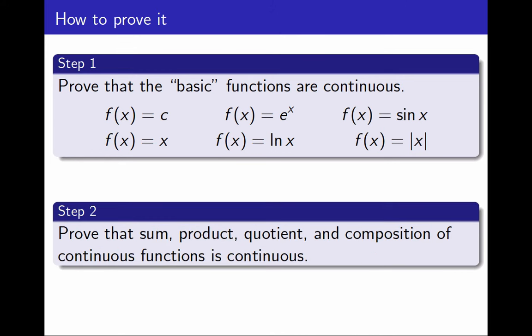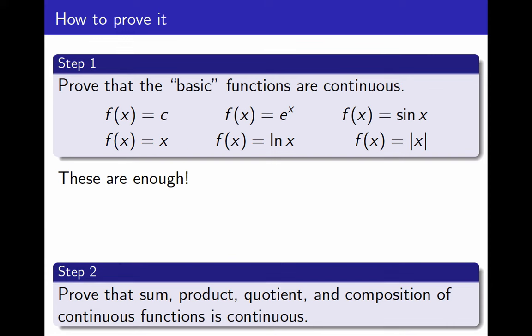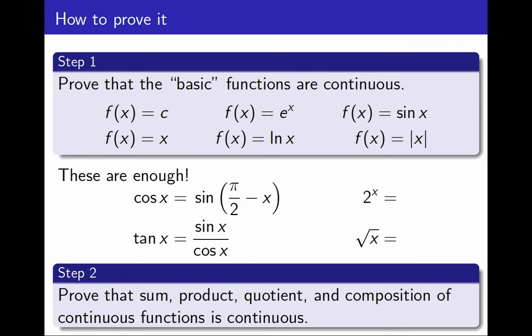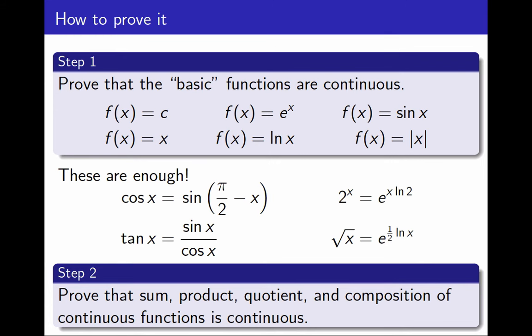Step 2. I need to prove that the sum, product, quotient, or composition of continuous functions is continuous. And that will be it. Perhaps you think that I forgot some basic functions, but I didn't. These are enough. Other functions that we might have considered basic can be built from these ones. For example, cosine can be written as the composition of a sine and a polynomial. Or tangent can be written as the quotient of sine and cosine. What about exponentials with other bases? Or square roots? They can both be written as the composition of e to the x and other functions.